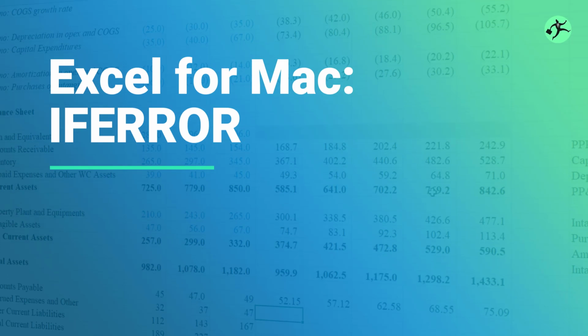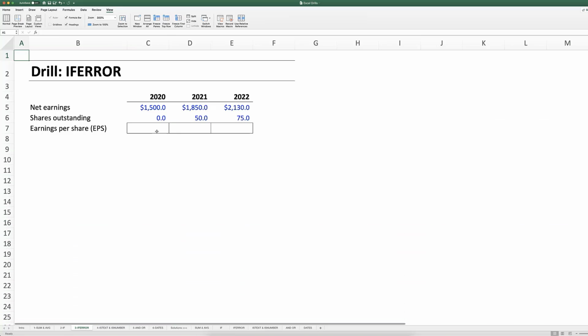Right, moving to the next tab, we're going to take a look at IFERROR. Sometimes we want to be able to essentially catch an error in an if statement. For example, earnings per share is defined as net earnings divided by shares outstanding. So just to write that formula, I would write 1500 divided by zero, or cell C5 divided by C6, and press enter. And of course, we get an error because we know that we cannot divide by zero.